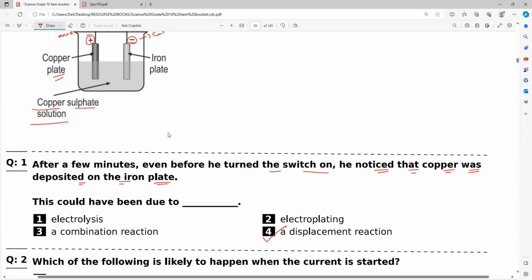Displacement reaction. Why, guys? Anyone can tell me? Because where is the iron? Iron is more reactive than copper or less reactive than copper? All of you? More reactive than copper. So we all know chapter 1 will study the equation Fe reacting with copper sulfate. So we are going to get what, everybody? Iron sulfate plus copper.